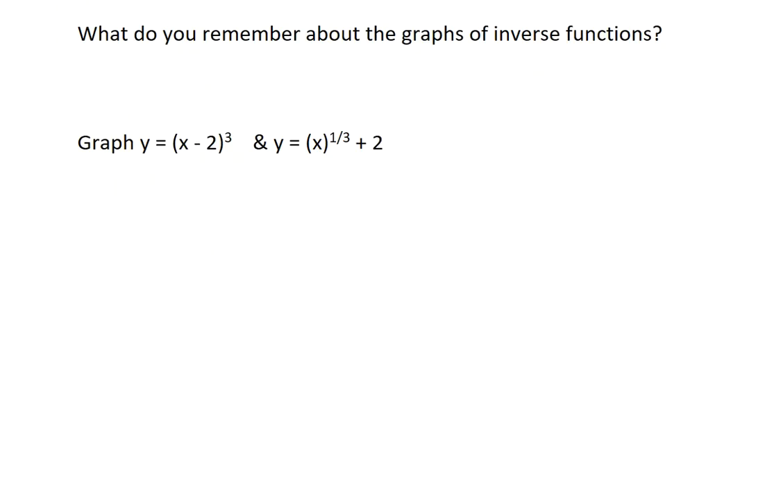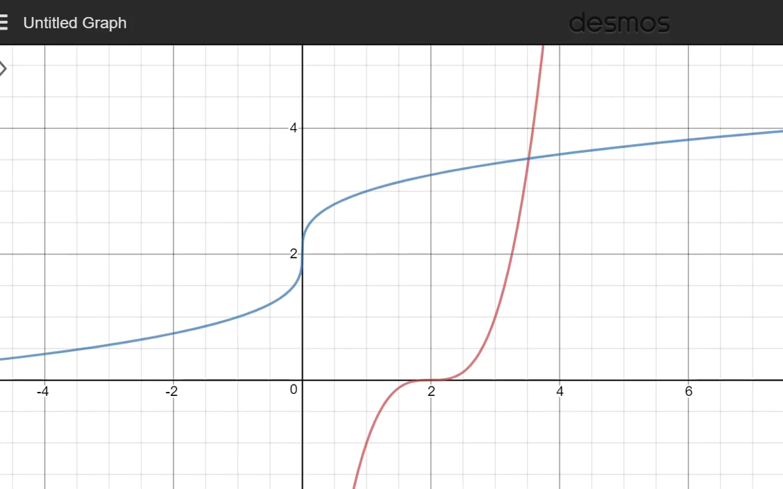What I want to do for the last couple of minutes is take a look at what the graph looks like of inverse functions. So the first one says to graph the quantity x minus 2 to the third power and y equals x to the 1/3 plus 2. So I want to go to Desmos to show you that real quick. So here are the two graphs. I would make a sketch of this on your paper. And hopefully you can see the pattern that's happening here with the blue and then here with the red. And you'll notice that they cross right there.